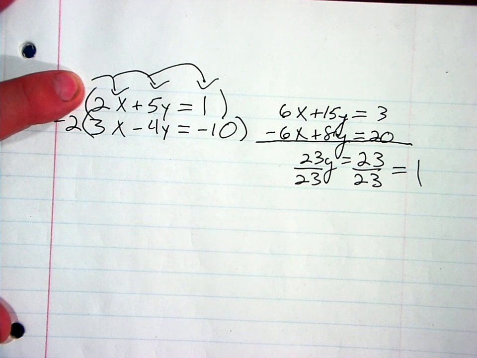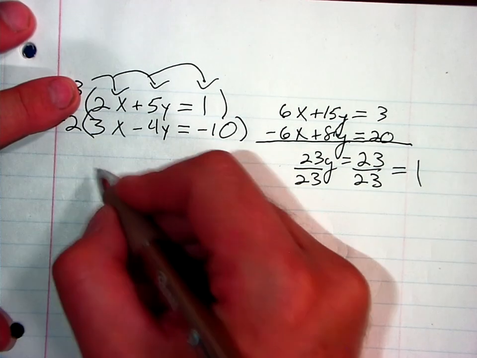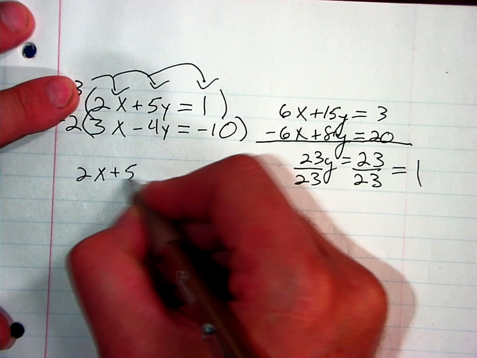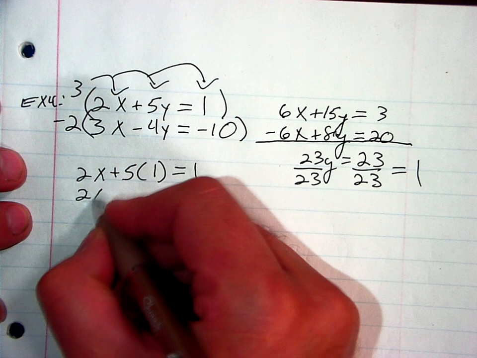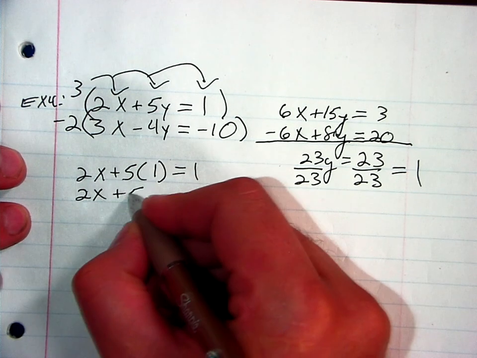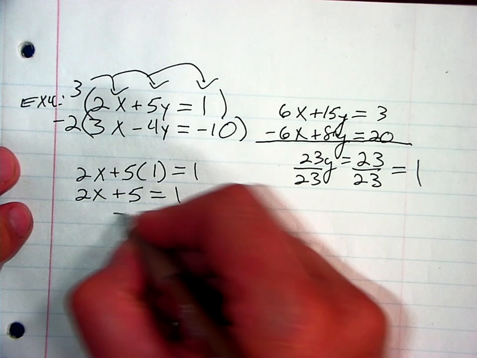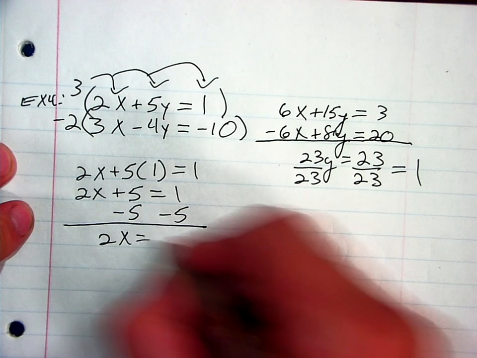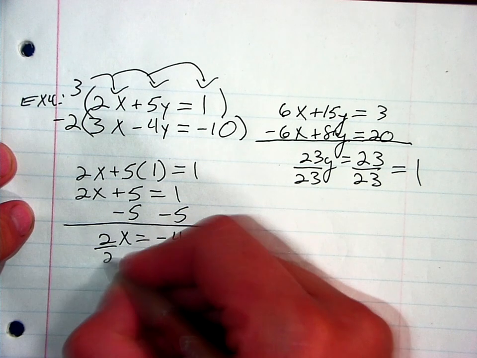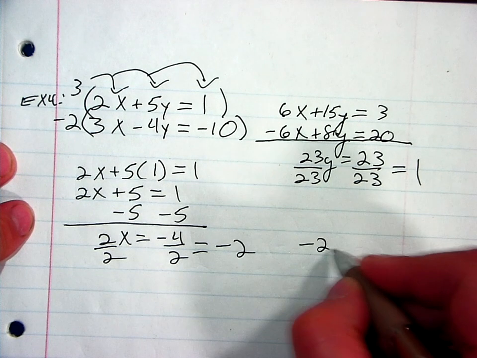Okay. All right, so this was y. Y we have to plug in. So 2x plus 5 times 1 equals 1. 2x plus 5 equals 1. Minus 5, minus 5. 2x equals negative 4. Divide by 2, divide by 2, x equals negative 2. Negative 2 comma 1 is our answer.